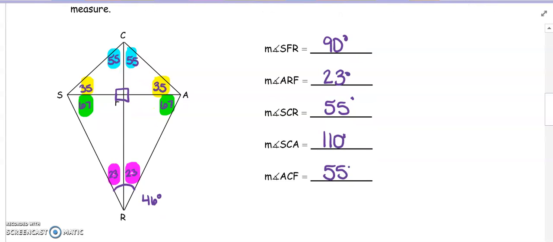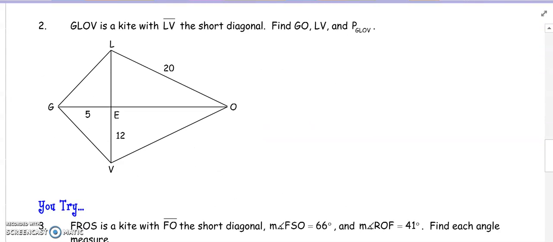Let's go ahead and flip it over now, and let's deal with our side lengths. So I'm telling you GLOV again is a kite with LV being the short diagonal. I want to find GOLV and then P of GLOV. That means I'm looking for the perimeter. So first of all, I want to put in the fact that these guys here are right angles, which means I'm dealing with right triangles. Right triangles, think Pythagorean theorem. It's going to come into play a whole bunch when we're dealing with the sides of our kite.